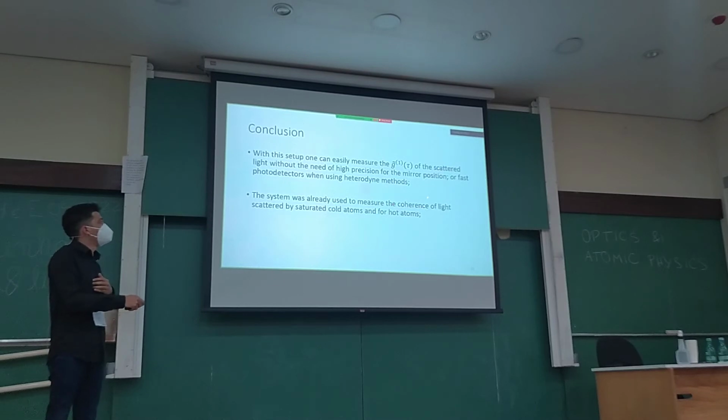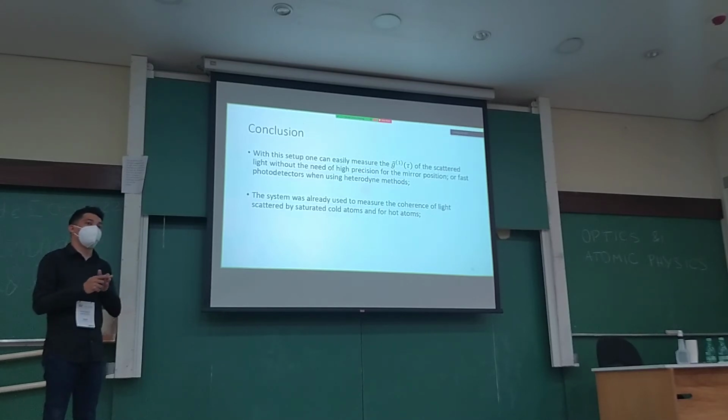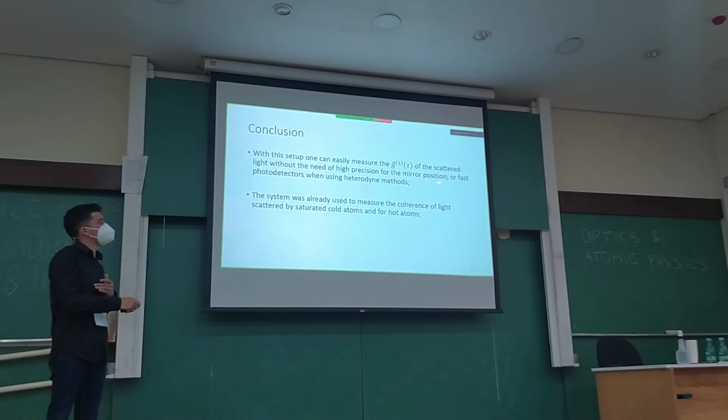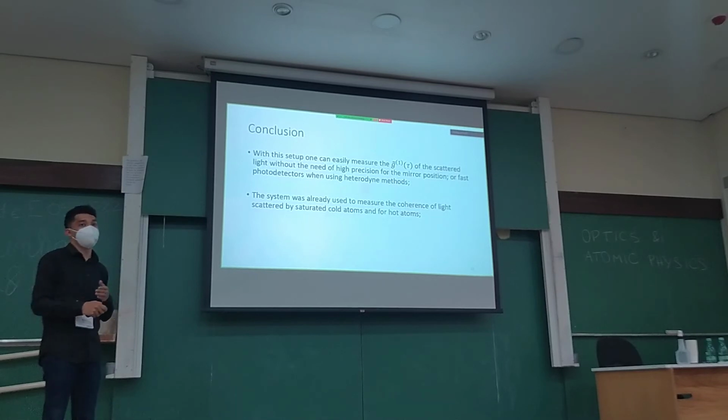So to conclude, we have this setup that can easily be used to measure the G1 function of the light scattered by atoms or other quantum two-level systems. What is interesting in this setup is that I don't need very high precision positioning of my mirror, because it depends on the line width that I'm going to measure, but it's going to be something like a few millimeters or a few meters. Another interesting thing is that I also don't need fast photodetectors to make these heterodyne measurements, as I just showed you.